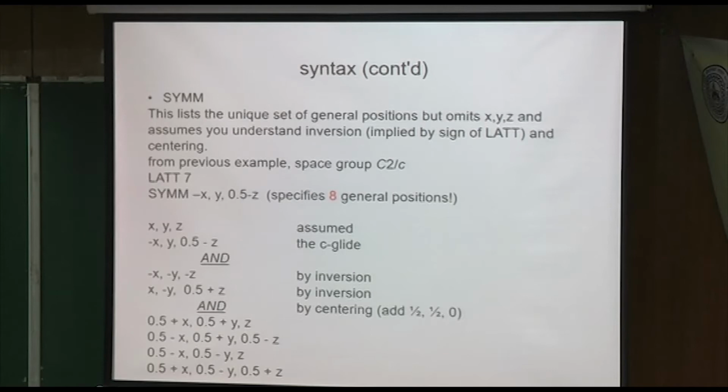Then, because it's centered, you have to add a half, half, 0 to all 4 of those. So you get 4 more positions, general positions, total of 8. But on the symmetry line, it only looks like 1. But it's really 8, OK?